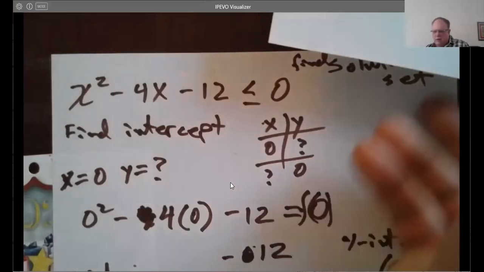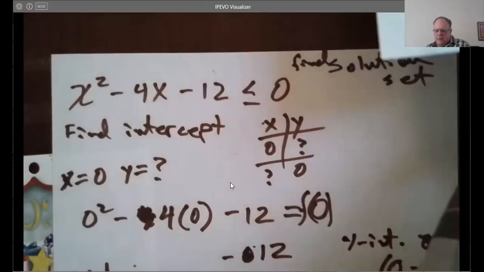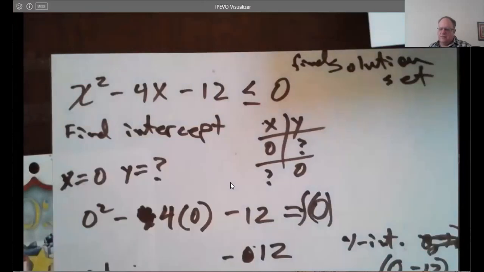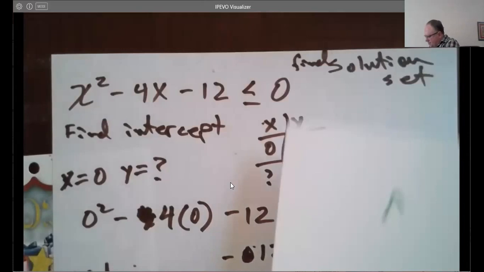Now, if we get cut off, use the second Zoom link to come back on. All right.